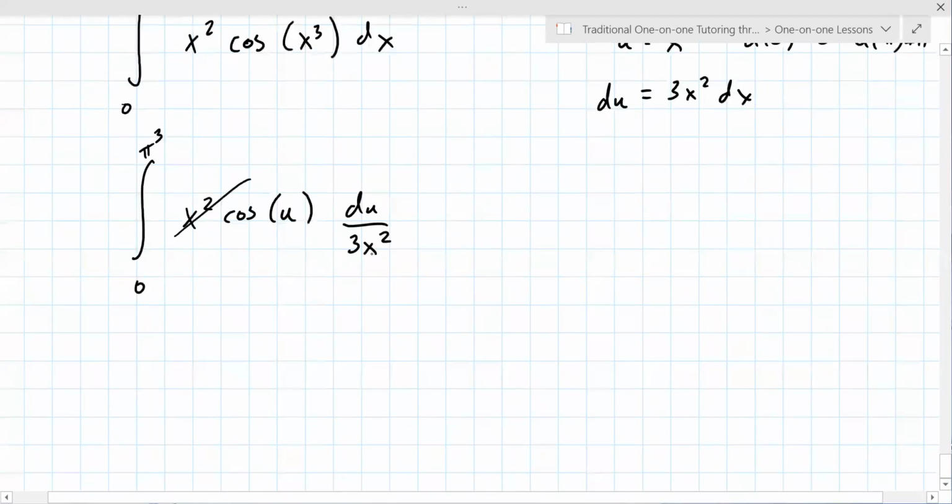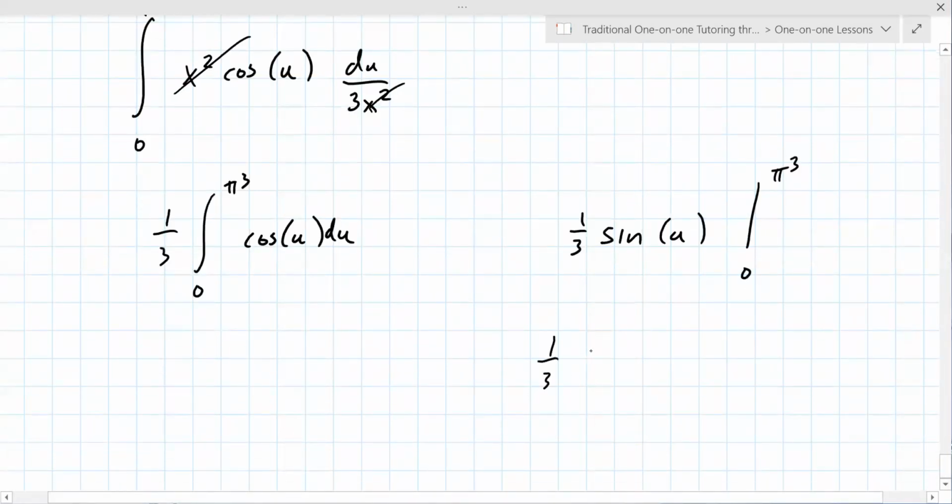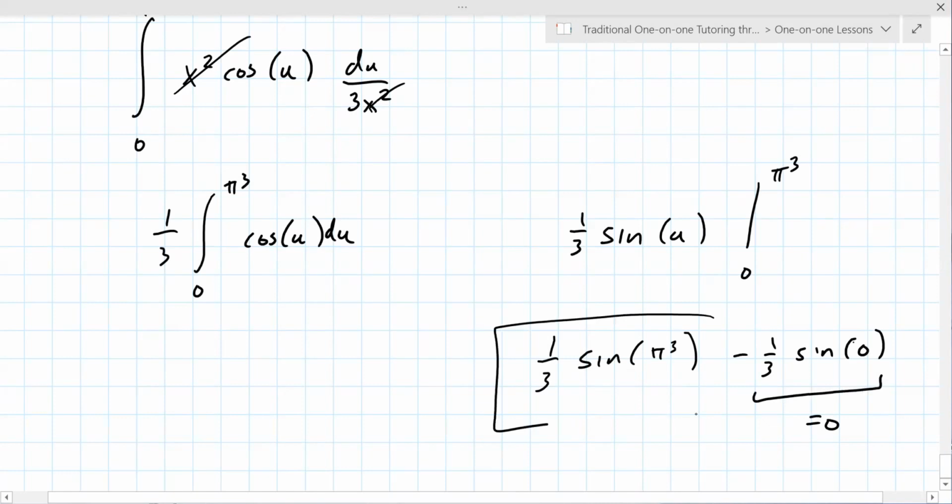And then you can see that they cancel. So this becomes 1/3 integral from 0 to pi cubed of cosine u du. The antiderivative of cosine is sine u, and you have a 1/3 there. Since you changed the bounds, you just evaluate at the new bounds. You don't have to back substitute. This one doesn't work out great. It's 1/3 sine pi cubed, which is not a known value, it's just whatever it is, minus 1/3 sine 0, which is 0. So it's just this.